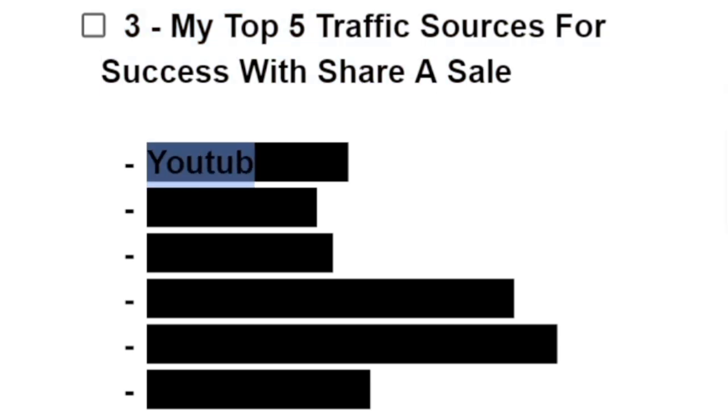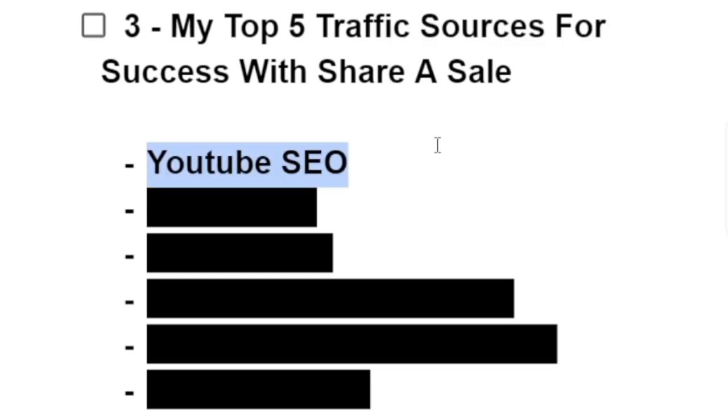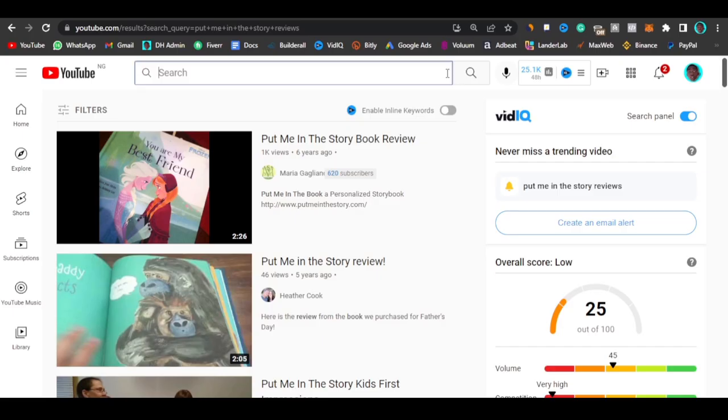And I have everything listed out here, as you can see on the screen. So the first one here is YouTube SEO. What I'm going to do is ask myself, what would someone who needs a writing tool be searching for on YouTube? So I'll go onto YouTube and simply brainstorm.